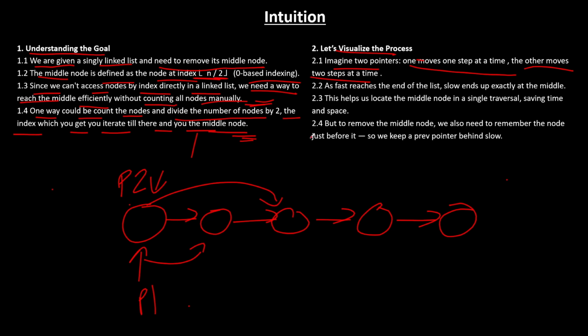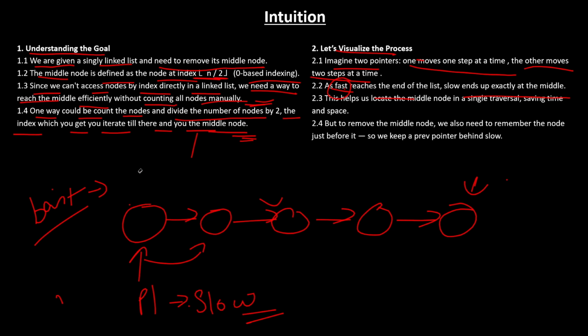Fine. Now, as fast reaches the end of the list, fast means we could say this is pointer 2. Let this be fast, and this pointer 1, let it be the slow pointer. I'm naming them fast and slow. Fine. So as the fast pointer reaches the end of the list here, the slow ends up exactly in the middle. Now, how? That's the question which you are getting. Let me tell you how.